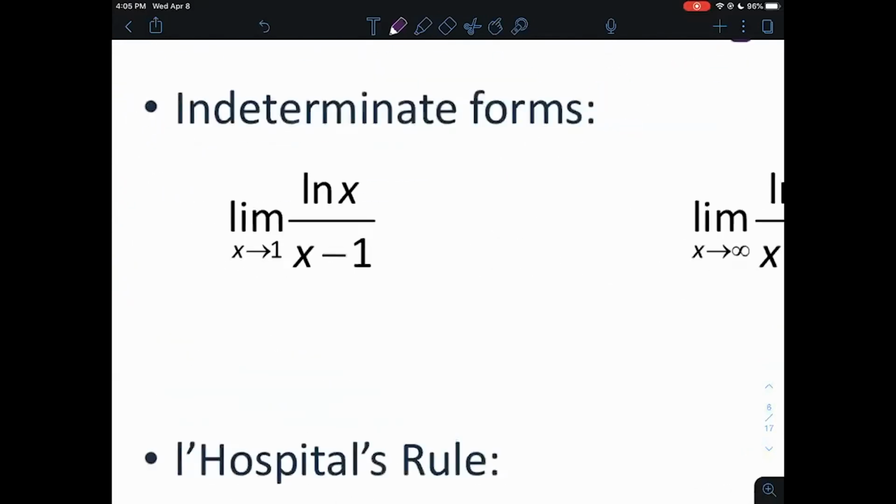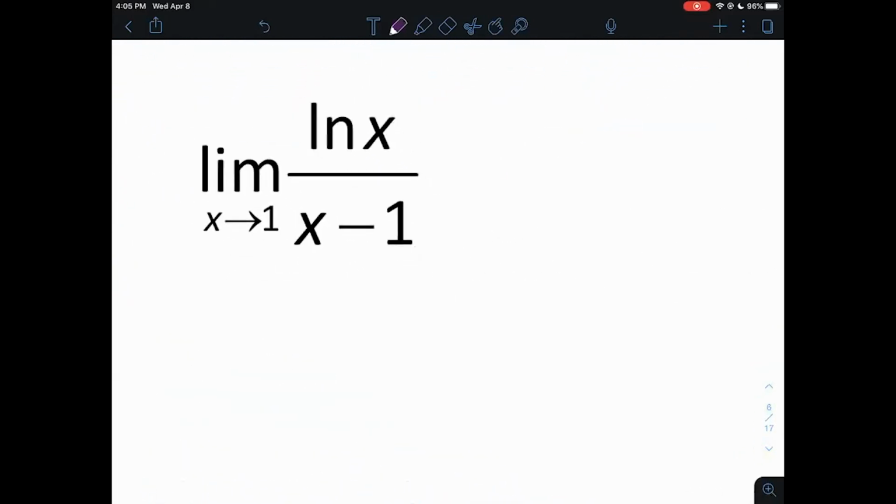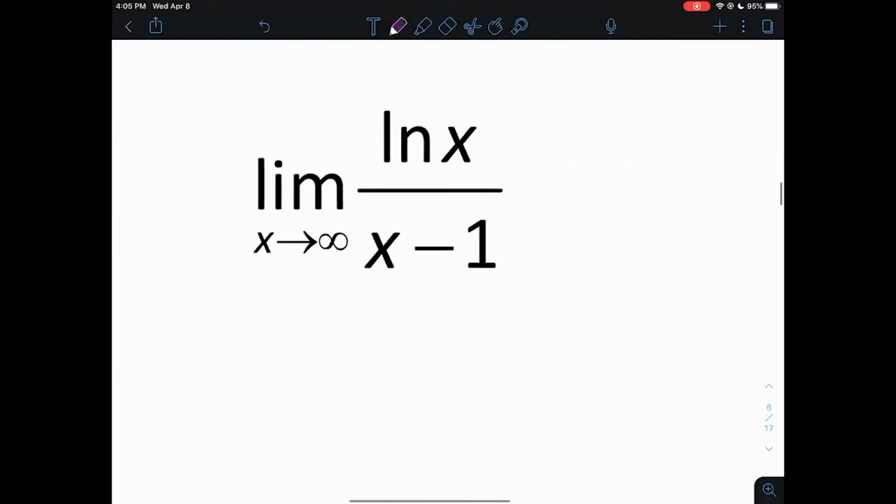So if we're looking at this right here, the limit as x approaches 1 of natural log of x over x minus 1, if we substitute in 1, natural log of 1 is 0. 1 minus 1, 0. We go right to 0 over 0. If we look at this one, limit as x approaches infinity, we can't necessarily play off our infinity rules here, our horizontal asymptote rules here, because we don't have a polynomial in the numerator. We have a natural log function.